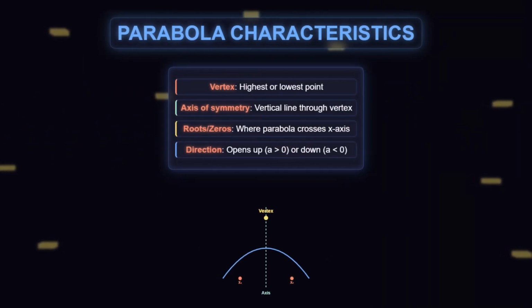Let's examine parabola characteristics. The vertex is the highest or lowest point. The axis of symmetry is a vertical line through the vertex. The roots or zeros are where the parabola crosses the x-axis, and the direction depends on whether a is positive or negative.